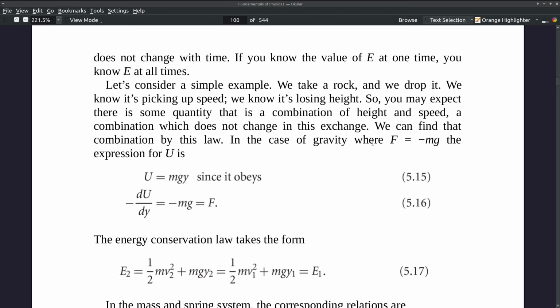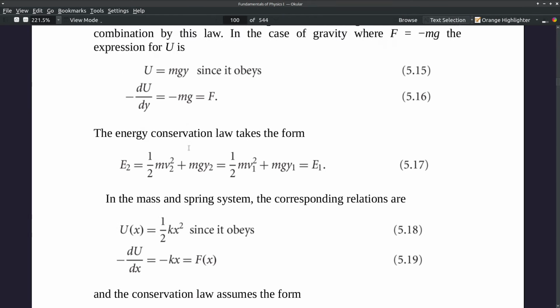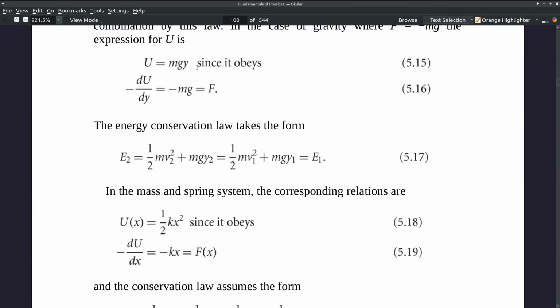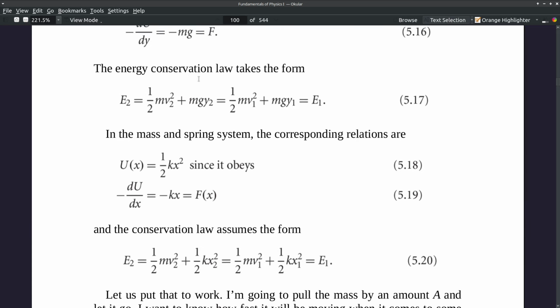In the case of gravity, where F equals negative mg, the expression for potential energy U is U equals mgy, where y is the distance along the y-axis, since it obeys negative dU/dy equals negative mg equals F. Now, the energy conservation law takes the form E2 equals 1/2 mv2 squared plus mgy2. That equals 1/2 mv1 squared plus mgy1. That equals E1.